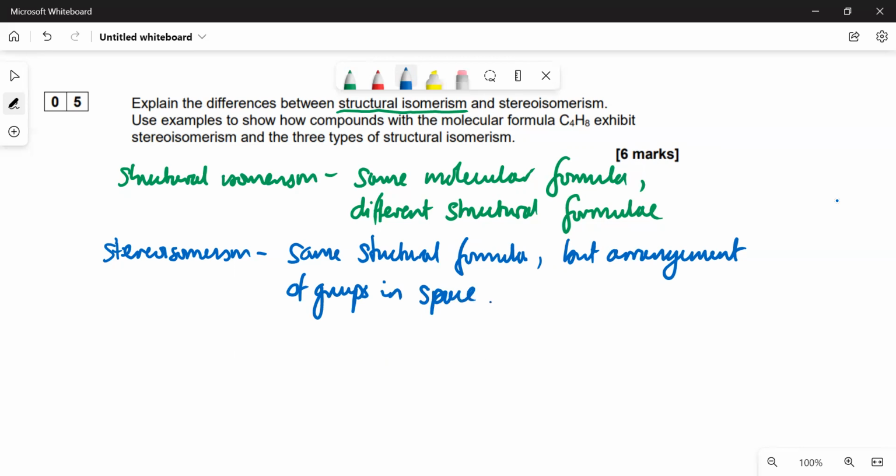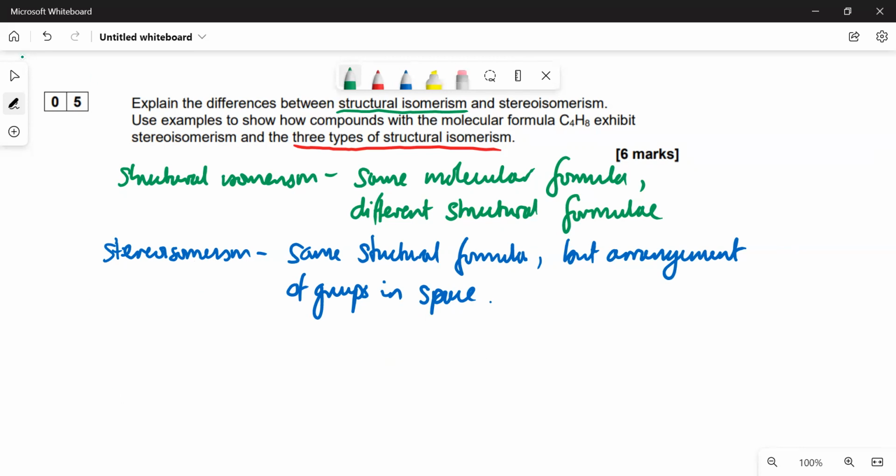Okay, so you've got your two definitions down there, which you really should put in. But now we've got to use the examples to illustrate that, and we've got to show the three different types of structural isomerism. So now I'm going to leave stereoisomerism alone for a minute and just talk about the structural isomerism bit. Right, there are three different types of structural isomerism.